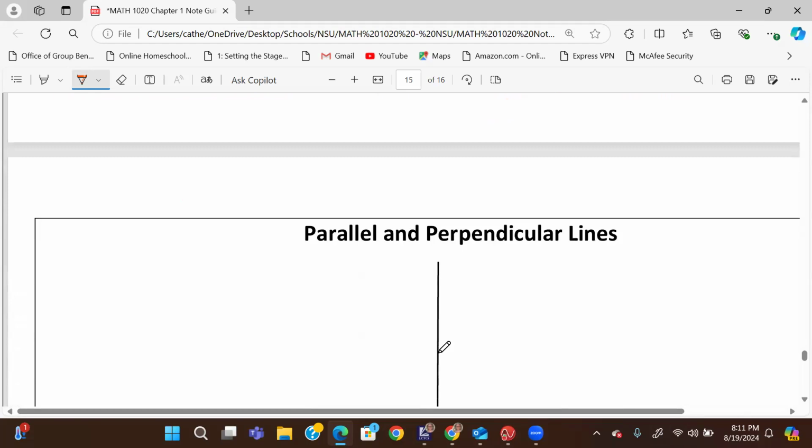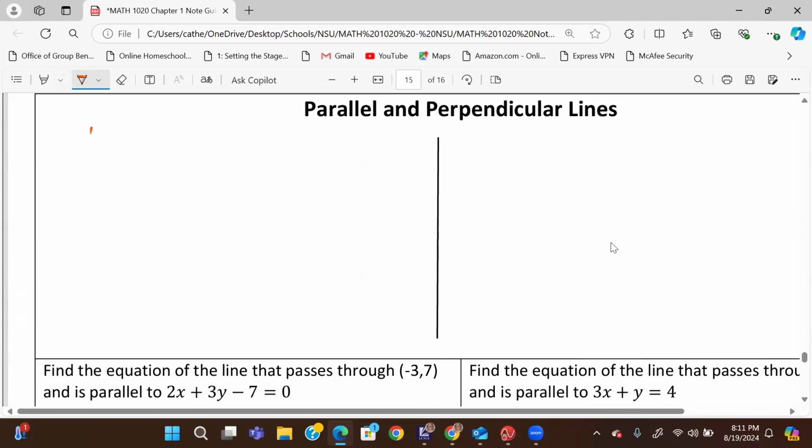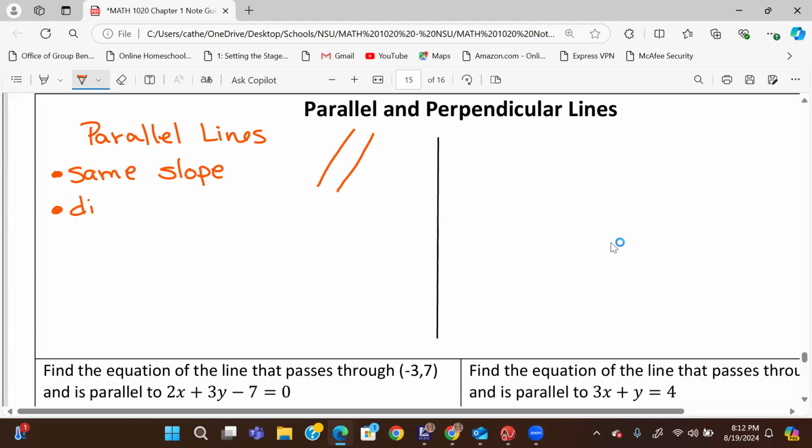All right, parallel and perpendicular lines. So let's look at parallel. What do we know about parallel lines? If we were to sketch them, we know they never touch. But there's two special things about them. One thing is they have the same slope. Because they're leaning the same way, the same incline. So the slope is the same. But they have different y-intercepts. Because if they had the same slope and the same y-intercept, they would be the same line.